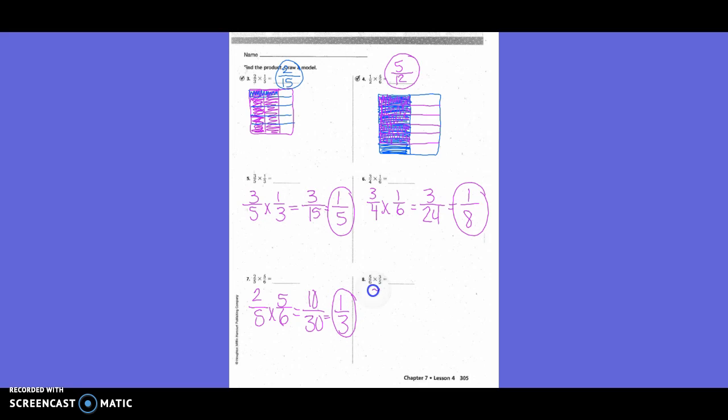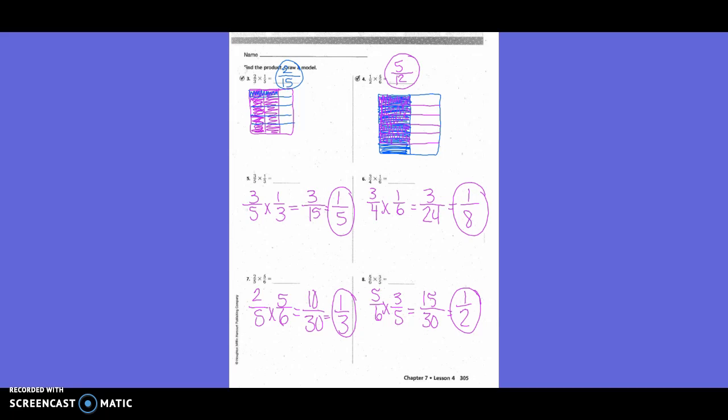Once again on number 8, I'm just rewriting it like I see it. Then numerator times numerator. So what am I going to multiply? Which is 15. Then what's my next thing? 6 times 5, which is 30. Is that in simplest form? No. So what is that in simplest form? 1/2.